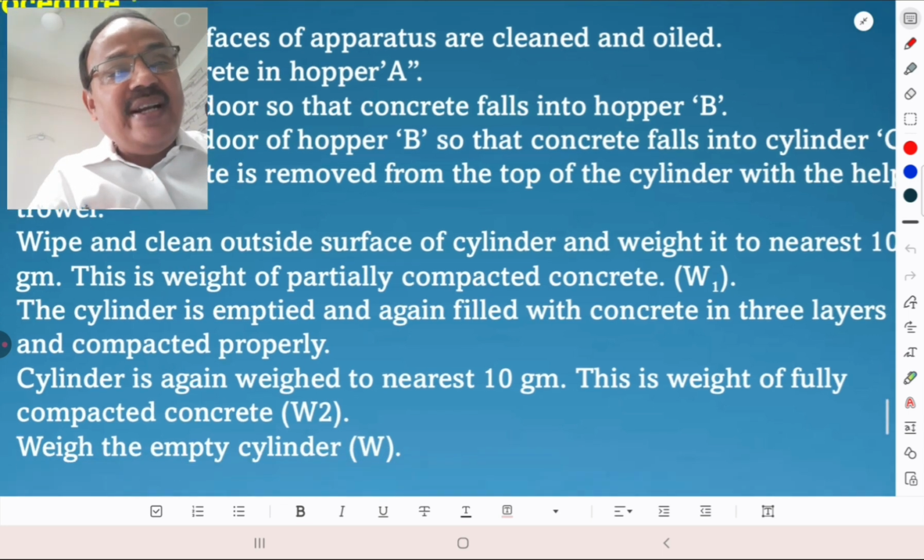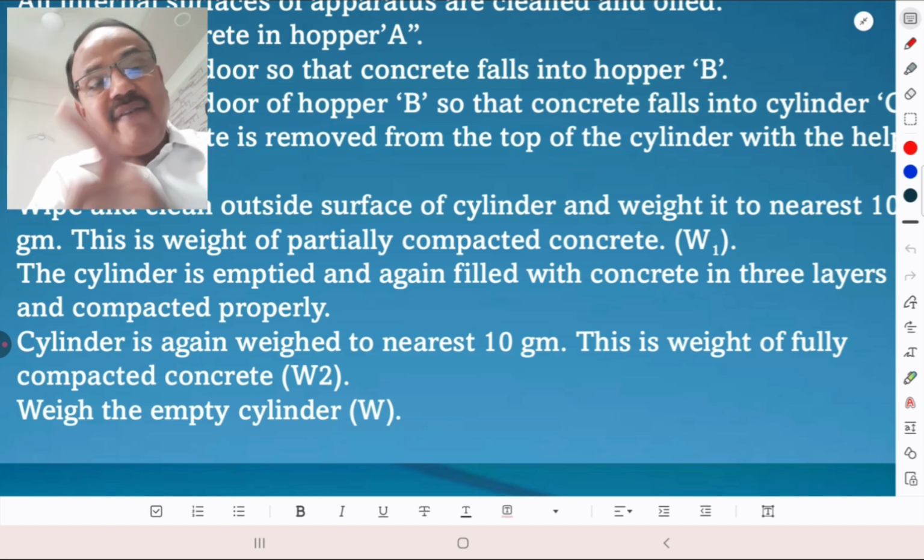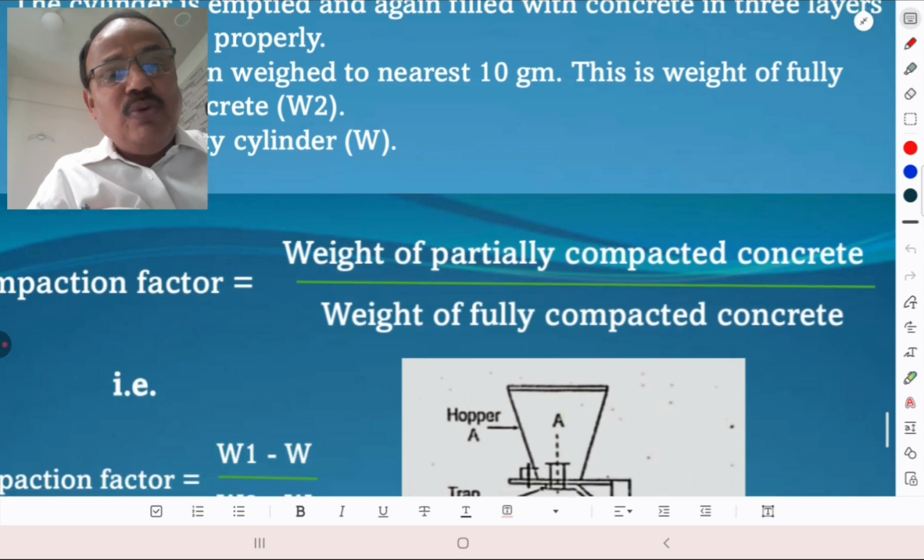The cylinder is emptied, again filled with the concrete in three layers as described earlier and compacted properly. The cylinder is again weighed to the nearest 10 gram. This weight is the weight of fully compacted concrete, W2. Then weigh the empty cylinder, that is W.